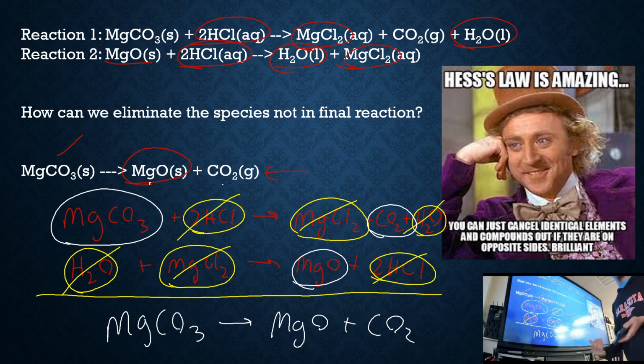Now, how does that work with enthalpy? Basically these reactions that we're given, 1 and 2, have enthalpies. Every reaction has enthalpy. So when we add them all up, we get the final enthalpy of this reaction. Okay, so I'll show you that as examples here. All right.